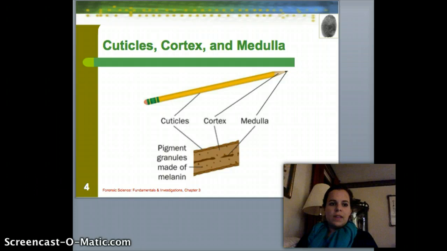So if you think of the hair as a pencil, or similar to a pencil, you can think of the paint on the outside of the pencil as the cuticle, the wooden part of the pencil as the cortex, and the inside pencil, the medulla. And this is the picture here, really, that you should be drawing of the three layers.